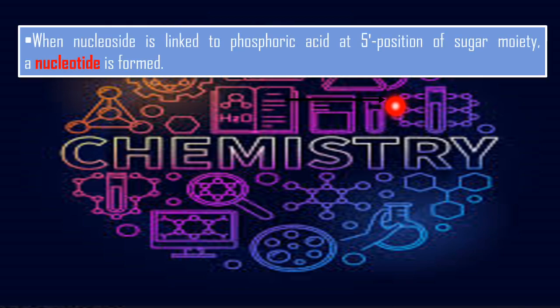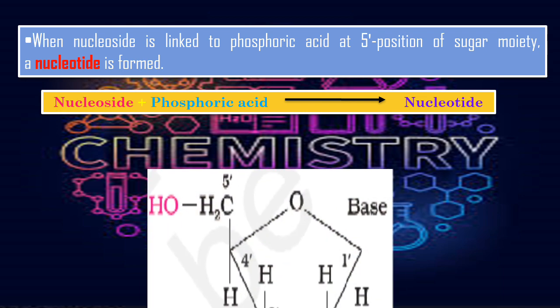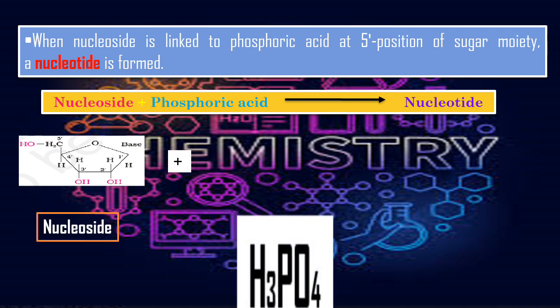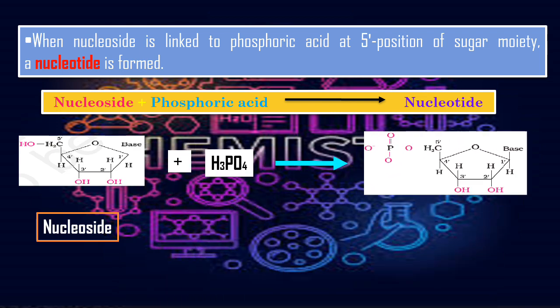When a nucleoside is linked to a phosphoric acid moiety, at which position? At the 5 dash position of the sugar moiety, it is called a nucleotide. So now we'll see how a nucleotide is formed. To the nucleoside, look here, if a phosphoric acid moiety gets attached, at which position? At the 5 dash position, we'll get a nucleotide. So this is the nucleoside formed in the first step, which gets attached to H3PO4, the phosphoric acid moiety. At the 5 dash position we are getting this structure. So this structure is called as what? A nucleotide. So nucleotide it is.